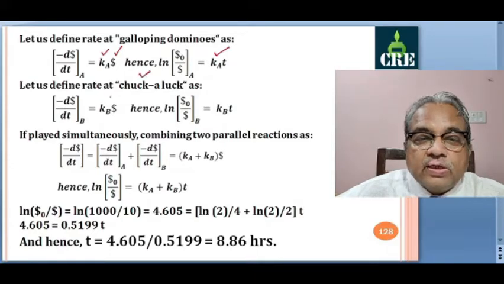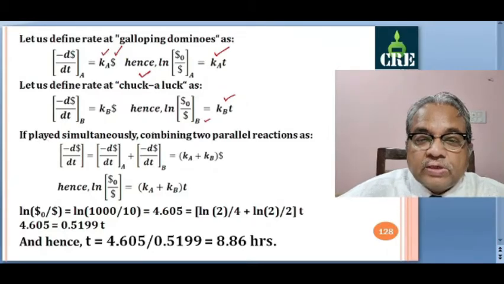Similarly at Chakelak, the second place, we denote it by subscript B. So minus d dt of dollars is equal to Kb into this dollar sign. Solution is ln of dollar 0 by dollar for B, that is Chakelak, is equal to some constant Kb into t. So first order integrated forms.